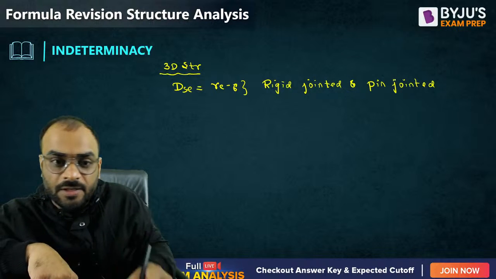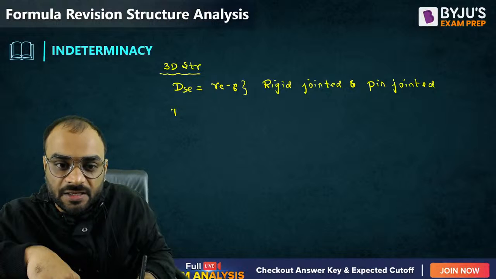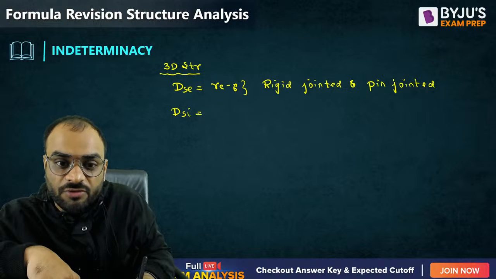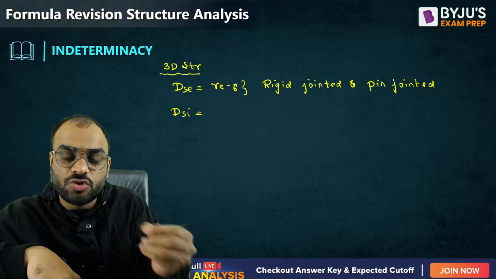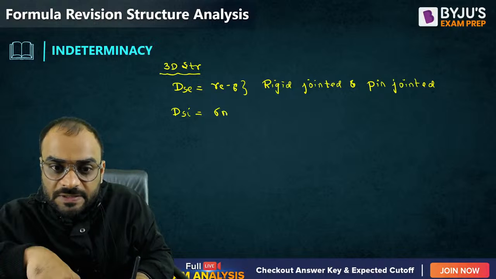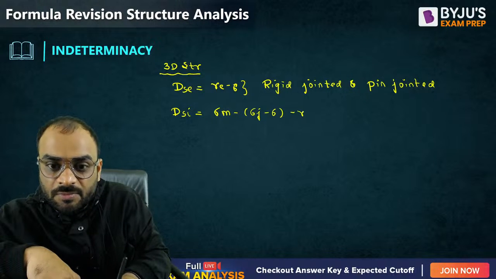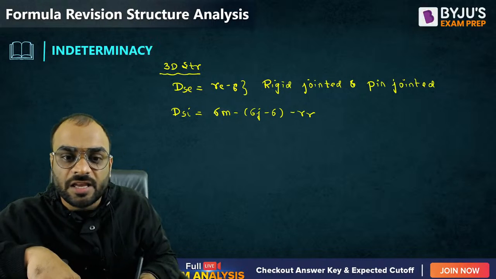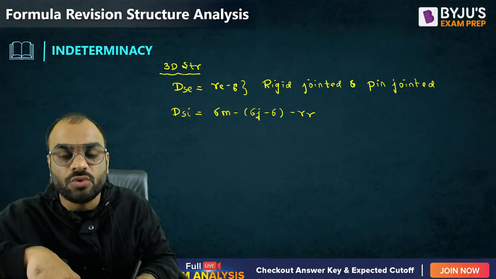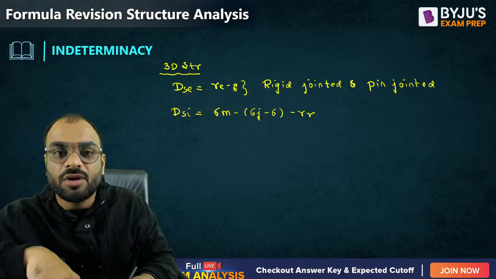Okay. The next one is basically DSI. So DSI in case of 3D rigid jointed structure, the formula will be 6M minus 6J minus 6 minus RR, right? Again, M is number of member, J is total number of joint, RR is number of reaction release.